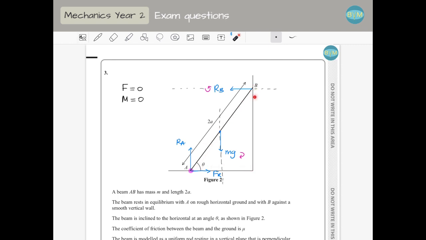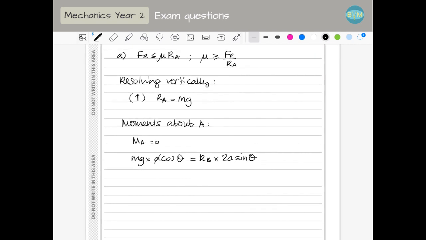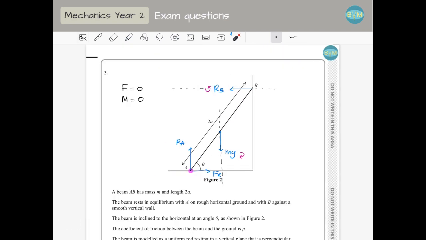And we have this right angle triangle. This is 2a, and this is the opposite. So it's going to be 2a sine theta. So the force RB times 2a sine theta. And from here I can find RB. So I can cancel a, for example, and RB is going to be mg divided by 2 cos theta divided by sine theta, which is mg, and I'm writing cot because we have to show that it is cot, yeah? This is RB, and we know that RB is equal to the friction, yeah?